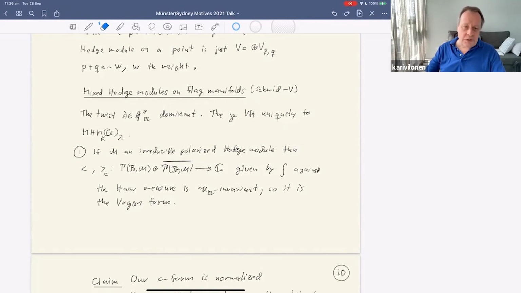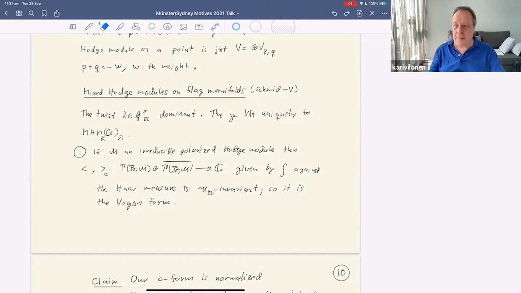But the crucial thing, I would say, is this very simple observation: if I have irreducible polarized Hodge modules, then I have this polarization, and I can simply integrate the pairing against the Haar measure. If you do this, you obviously get something which is U_R invariant. So whenever you are in the context of representation theory of these Harish-Chandra modules, this is the Hermitian form.